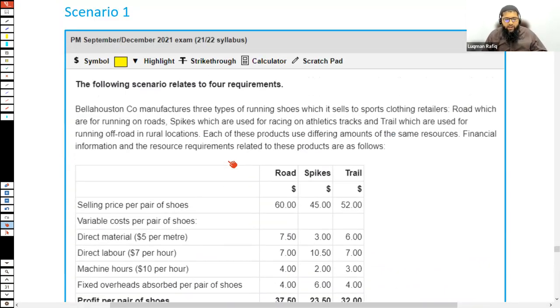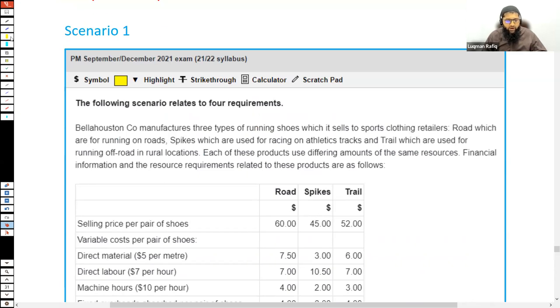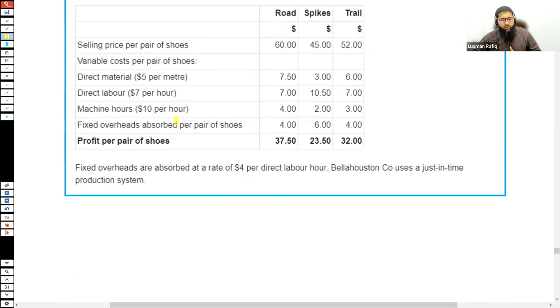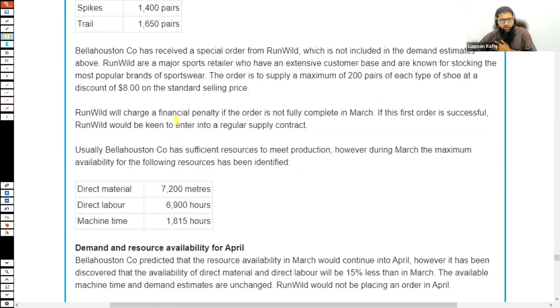So the next question I am referring to is question number one of the September-December 2021 examination, question number one of Section C. The name of the question is Bellahouston Company. Now, what exactly are the things being covered? I'll go through the requirements of the question and take you through what exactly needs to be done.